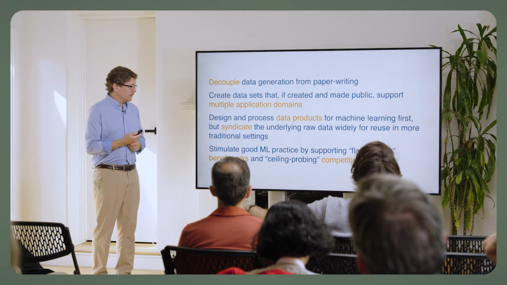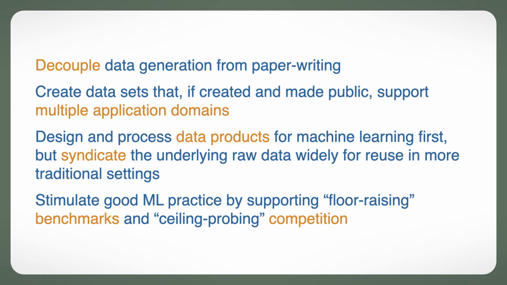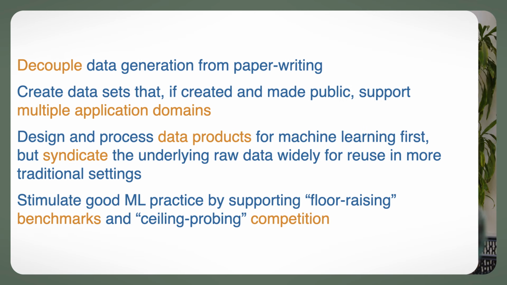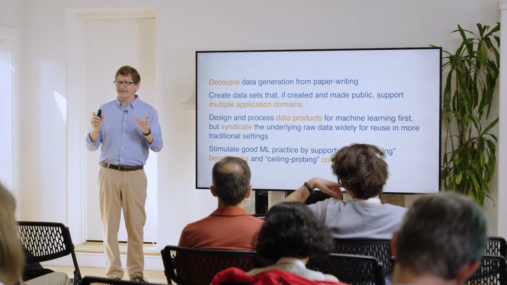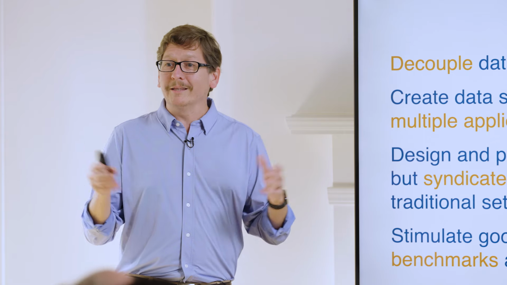So a few overarching concepts. If we decouple the data generation from paper writing, I think I've tried to establish that as we've gone. But I think this concept of data sets that, if created and made public, support multiple application domains. So take something like, again, tiny little single-cell organisms like algae, fungus, single-cell eukaryotes. So a eukaryote has a nucleus, prokaryote doesn't. We've got a lot of prokaryote data and a lot of multi-cell organism data. We don't have a lot of single-cell data with nuclei. It's a hole in the system, right?